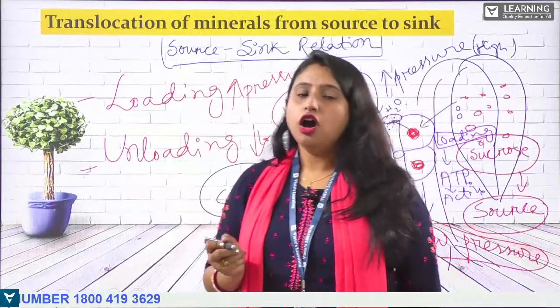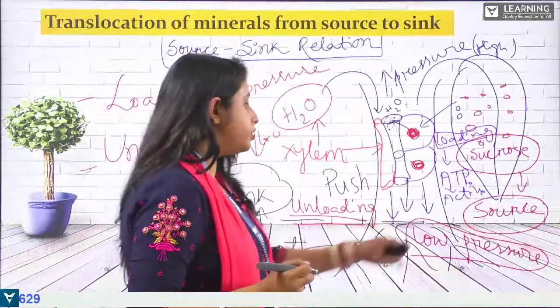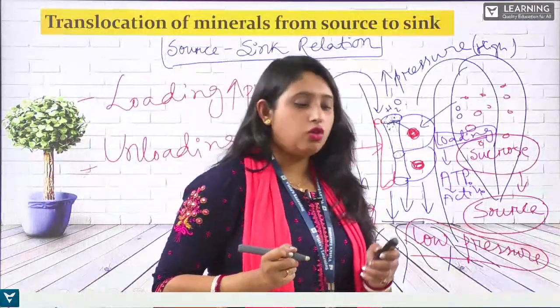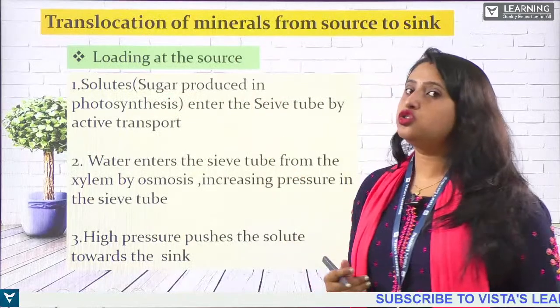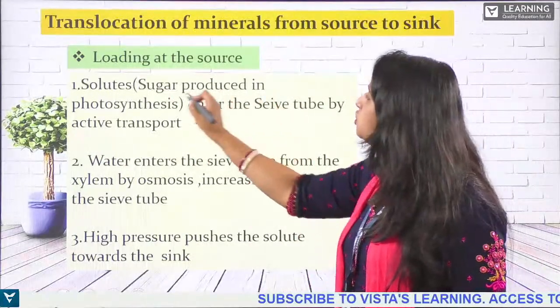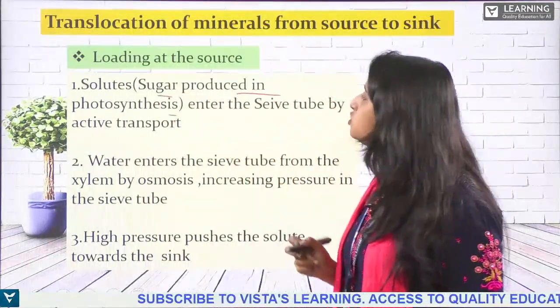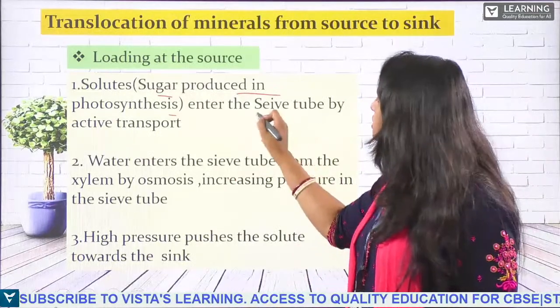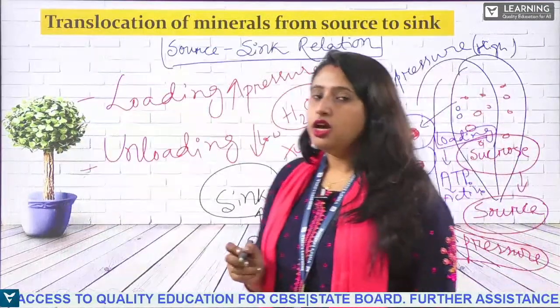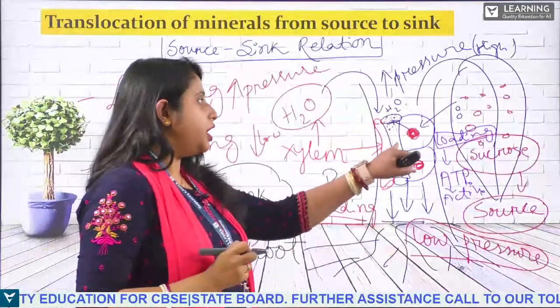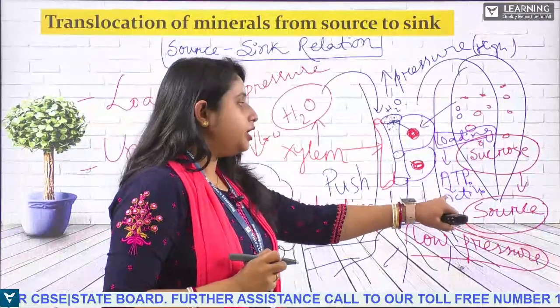Is that clear? So from the source, it is being transported to the sink. This is known as the source-sink relationship. Okay, so loading at the source. You can write it down that the sugar which is produced in photosynthesis enters the sieve tube by active transport. Is that clear? The sugar, that is the sucrose, will enter into the sieve tube by active transport, right?